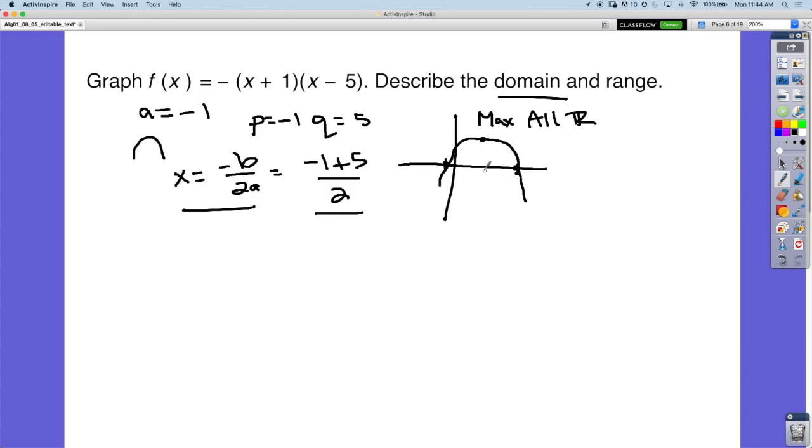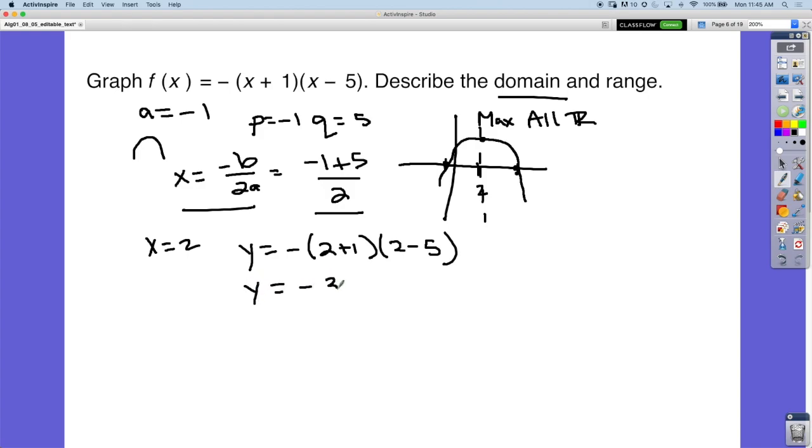So what is my axis of symmetry? 2. So x equals 2. So now I have to find my y. And what do I do to find my y? Plug it in. Negative 2 plus 1 times 2 minus 5. y equals negative 3 times negative 3, which equals 9. Oh yeah, that makes sense all the way up here. So my range now is y is less than or equal to 9. Very good.